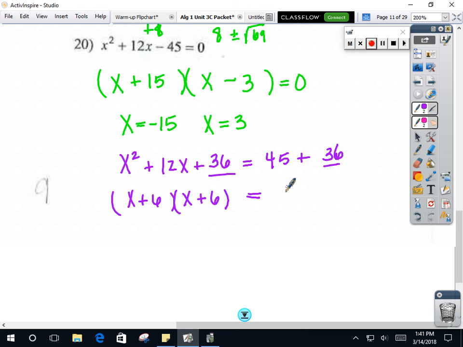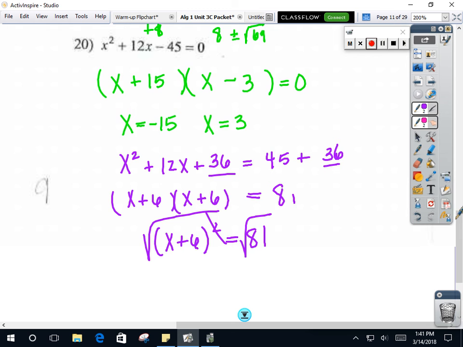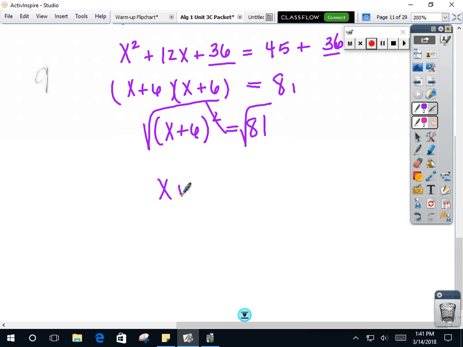This side would then become, what is that, 81? Now I would write that as a binomial squared. Now I would square root both sides and get x plus 6 equals plus or minus. You can leave it as the square root of 81, or you could just go ahead and write 9, because isn't the square root of 81 9? And now look, when you minus 6 on both sides, you end up with a positive 9 minus 6, which is 3, and a negative 9 minus 6, which is negative 15.